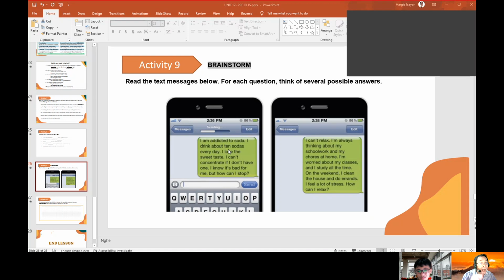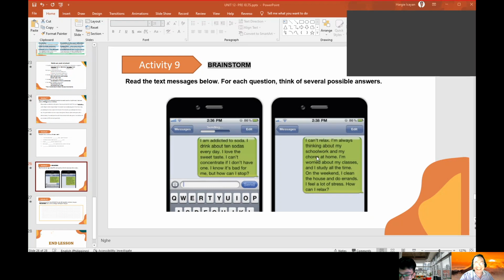But remember, there would be a bad effect on our health if you are going to consume soda almost every day. How much more if you are going to drink 10 sodas every day? Wow. Right? Okay, that's good advice, Koi. I also approve that. Okay, very good. Next. Problem number 2.